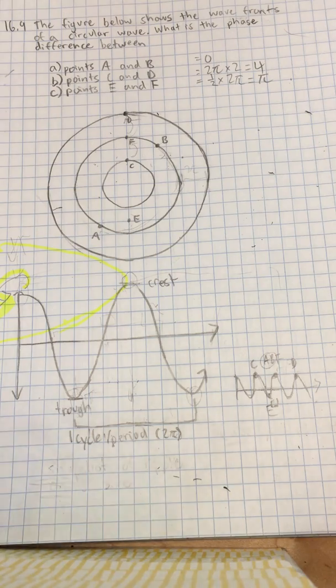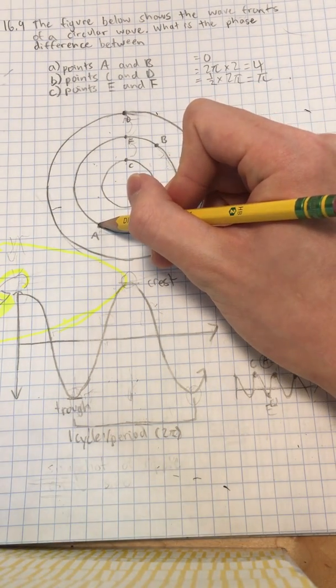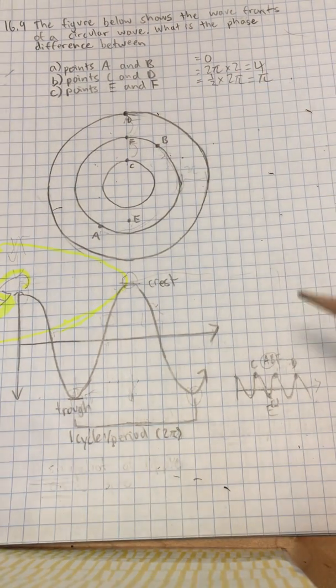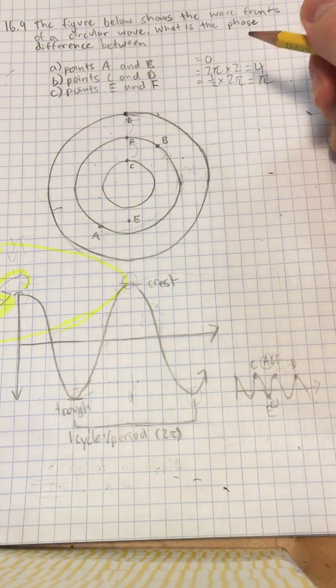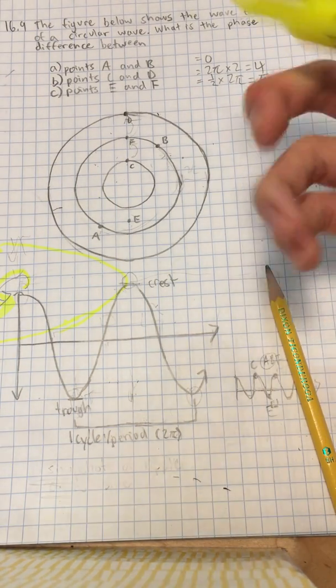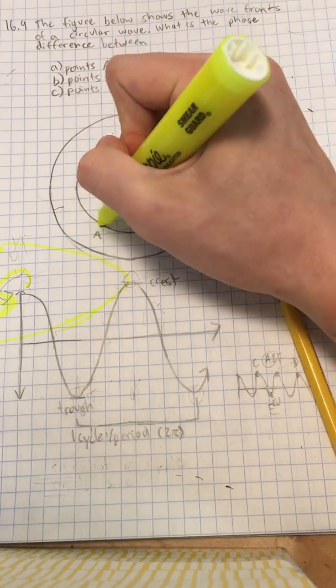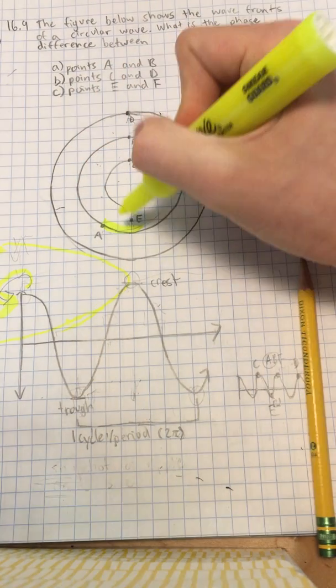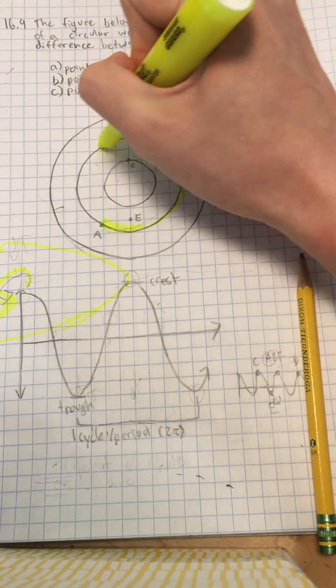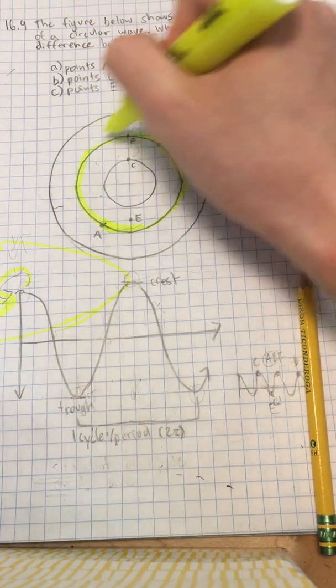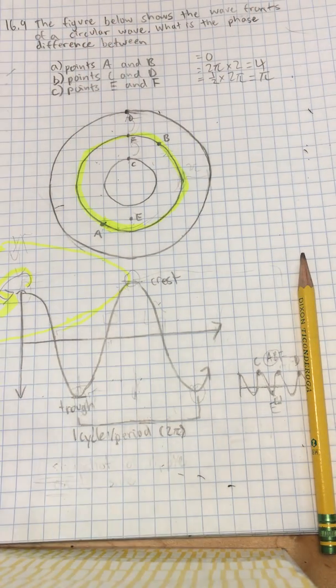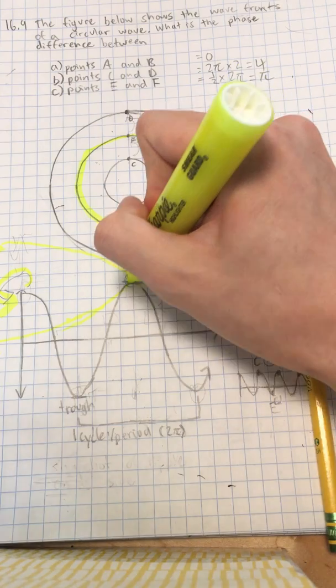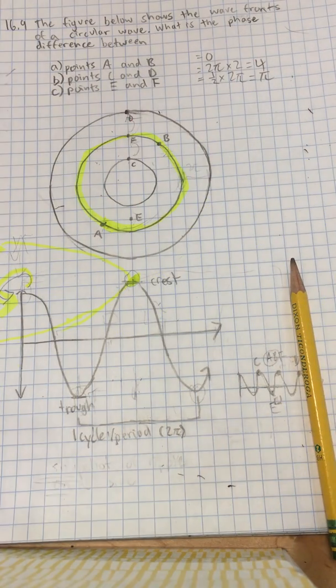What a lot of people get confused on is why A and B have a phase difference of 0. To draw it a little more clearly, A and B are located on the same crest like that. So like the same point in time on the sine wave. And that's all.